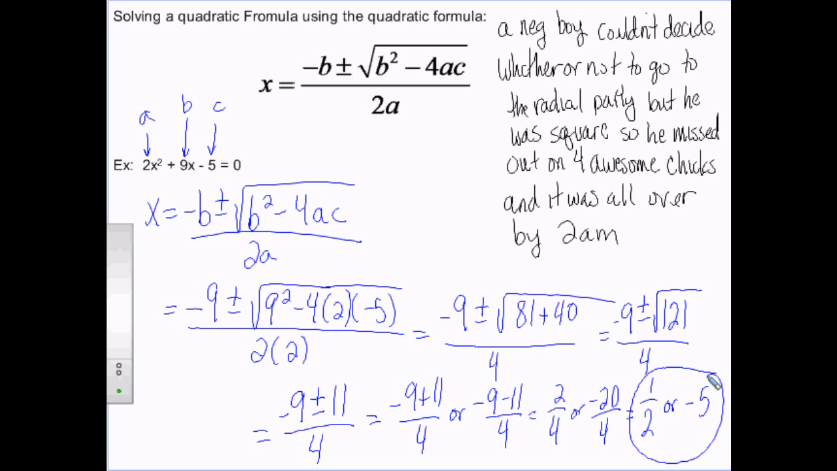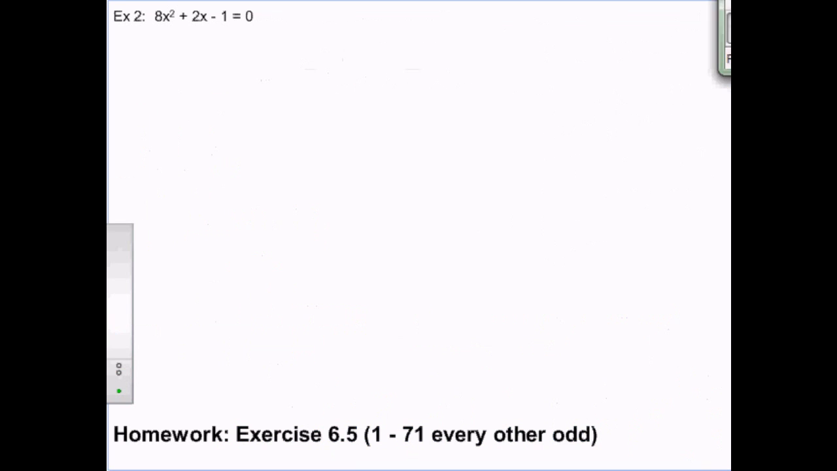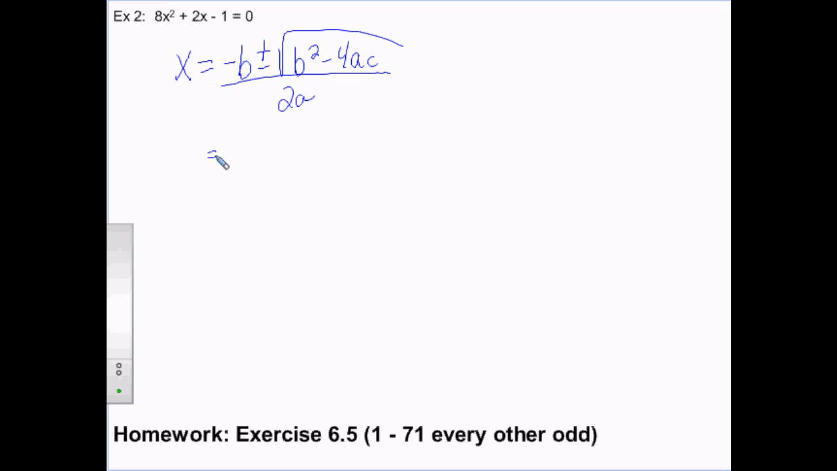Some of you may prefer factoring. Some of you may prefer quadratic formula. First, you have to have the equation. X is a negative boy that couldn't decide whether or not to go to the radical party, but he was square, so he missed out on 4 awesome chicks, and it was all over by 2 a.m.